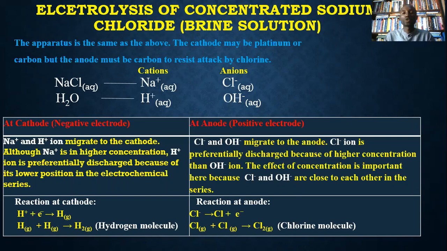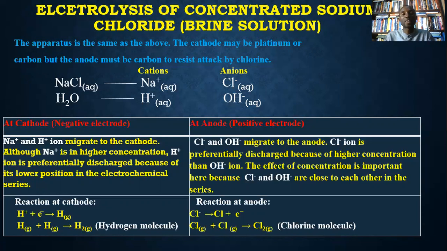Remember the sodium chloride is concentrated. So when they get to that place, of course sodium is concentrated, but because hydrogen is far, far lower than sodium in the electrochemical series, hydrogen will be preferentially discharged, not minding that sodium is more concentrated, because the distance is very far. So sodium will not be discharged, though it is concentrated; rather, hydrogen ion will be discharged preferentially.